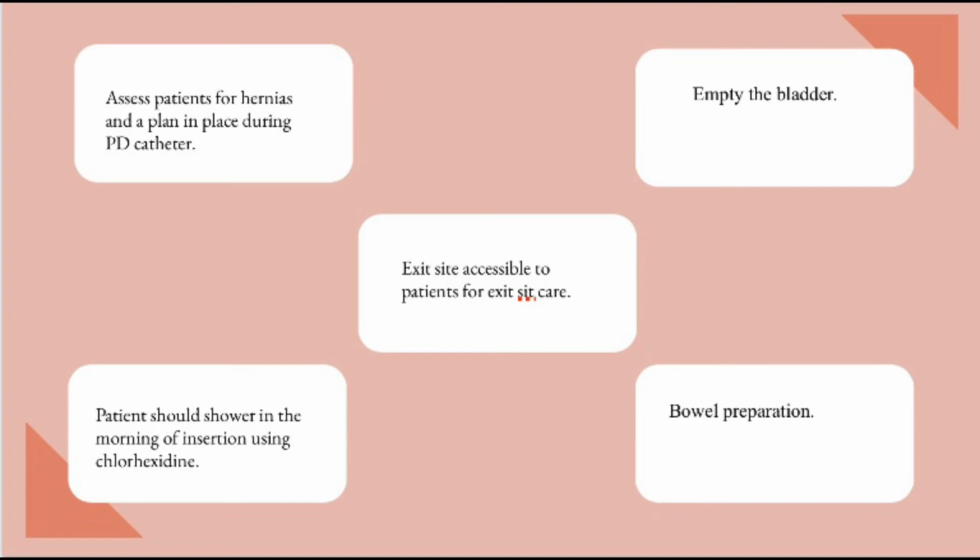Exit sites should be accessible to patients for exit site care. Have the patient shower on the morning of insertion using chlorhexidine. Bowel preparation to avoid distended bowel that could interfere with placement and function post-insertion. Advise patients to empty the bladder. Insert a Foley catheter in patients with neurogenic bladder. Number 6, prophylactic antibiotics prior to peritoneal dialysis catheter insertion, usually an hour prior. Monitor laboratory values and hold blood thinners prior to the procedure as per hospital policy.